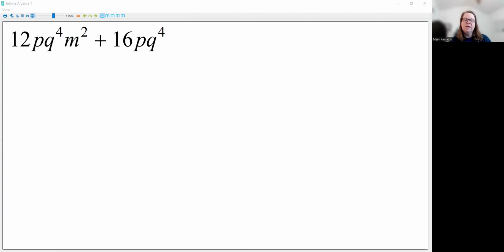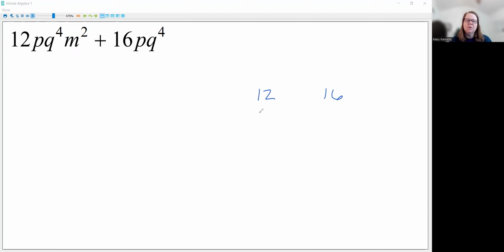So we're going to find the greatest common factor for these two terms and then factor it out. Then let's just get started. So the first thing we want to think about is the numbers. So we have 12 and 16, and factors are all about what you can multiply to get some other number, right?